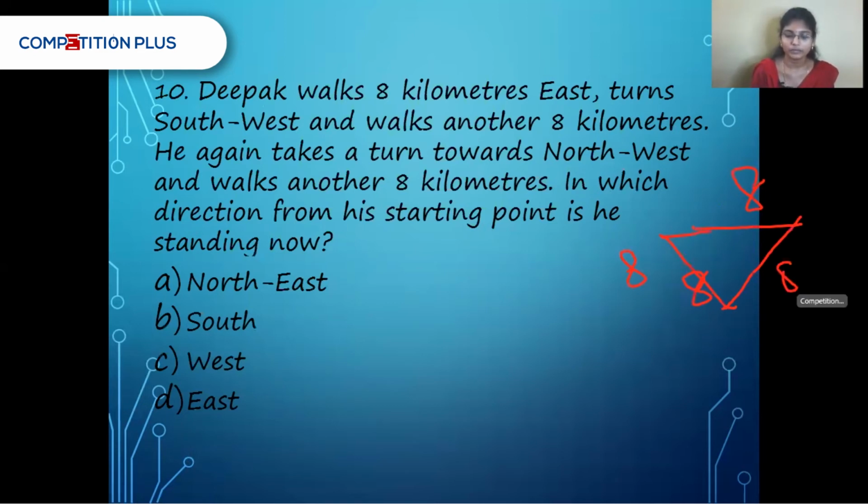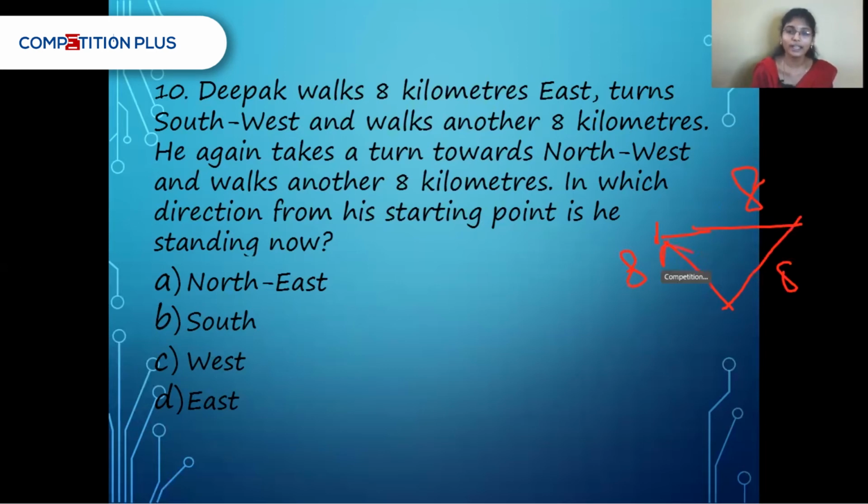Got it? So what has been asked? In which direction is he from his starting point, where he is standing now? So initially he was here, and there only he started to move 8 kilometers. From his starting point to his ending point, he remains in the same position only.